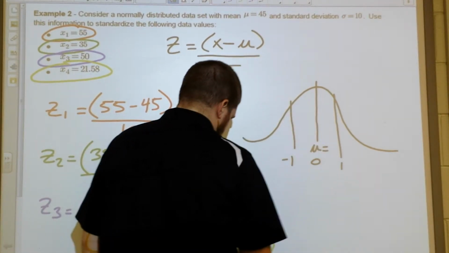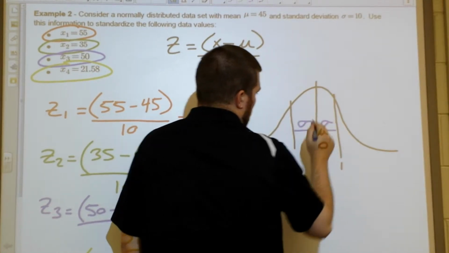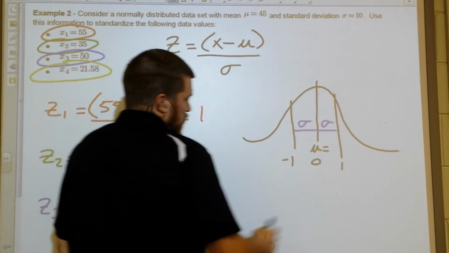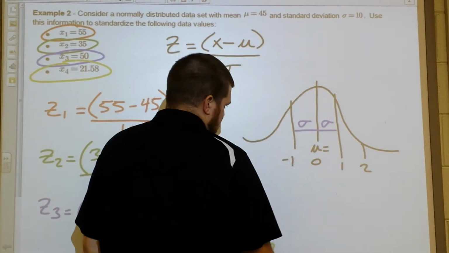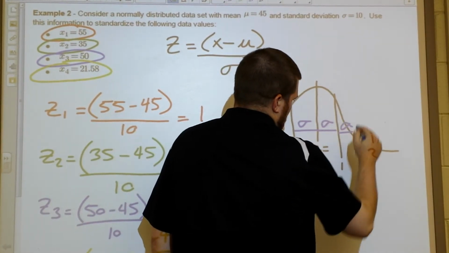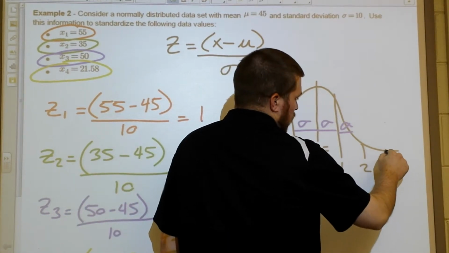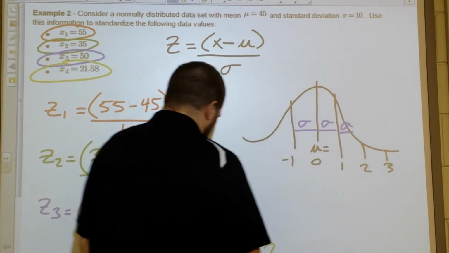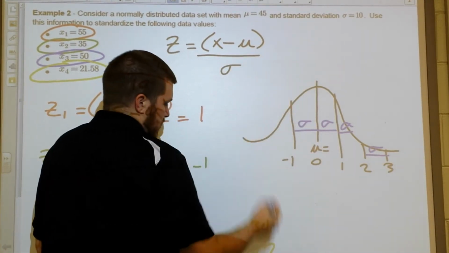That distance is 1 standard deviation above and below the mean. If we had a standard score of 2, that data point would be 2 standard deviations away from the mean. A standard score of 3 would mean that the data point is 3 standard deviations away from the mean, and so on and so forth. And of course it goes to the left as well.